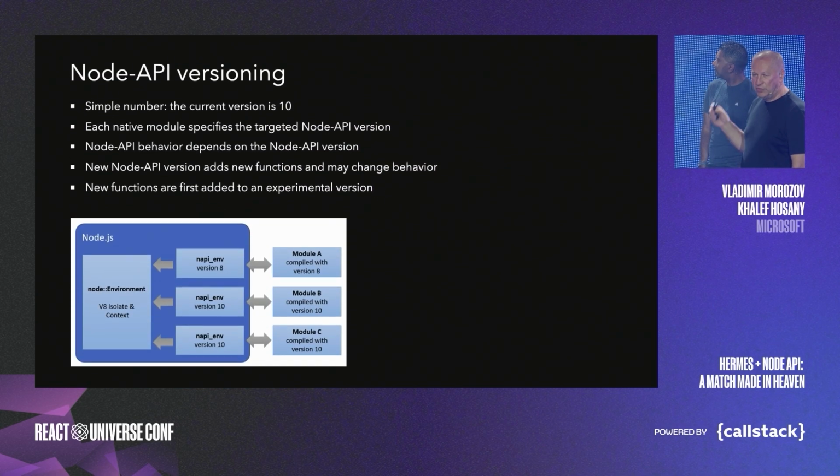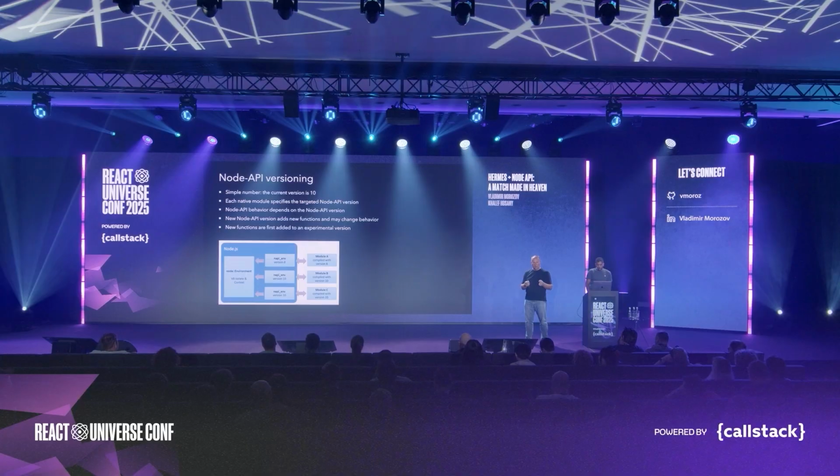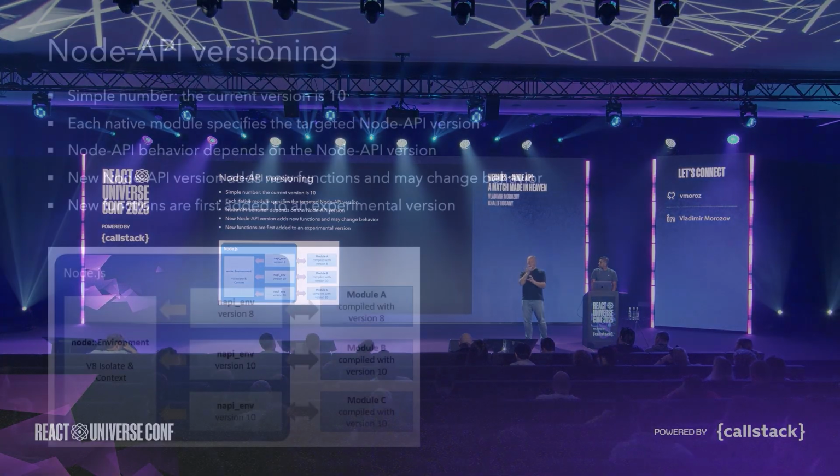So one of the most important concepts in Node API is versioning. A version is just a simple number. The current version is version 10. Every time Node API loads a new module instance, each module reports which version of Node API it wants to use. Each module receives its own Node API environment instance initialized with this version. So technically, each module has its own Node API environment instance.